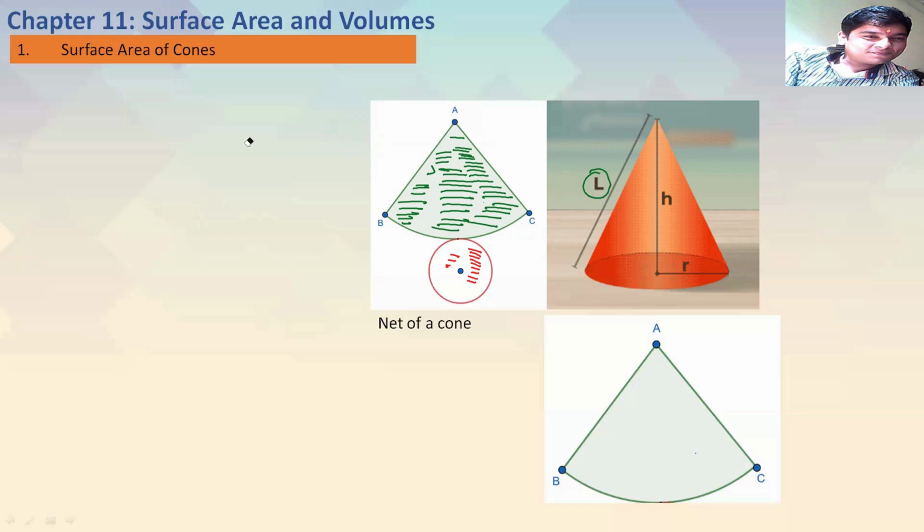I'll write it for you and I'll try to derive it as well. Curved surface area of a cone is pi r l. Pi multiplied by base radius multiplied by the slant height. Okay, but how is it so?